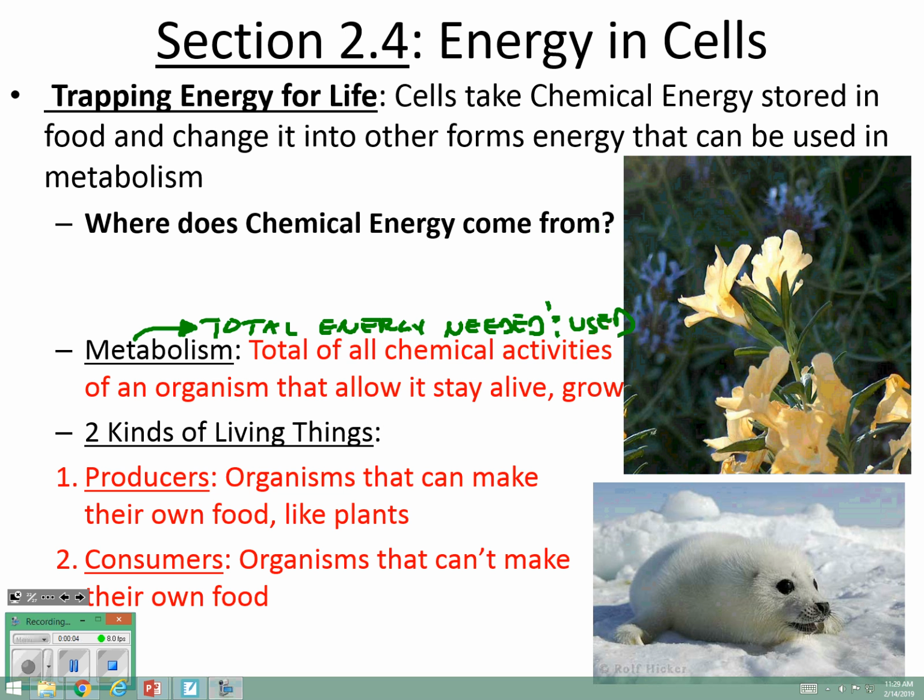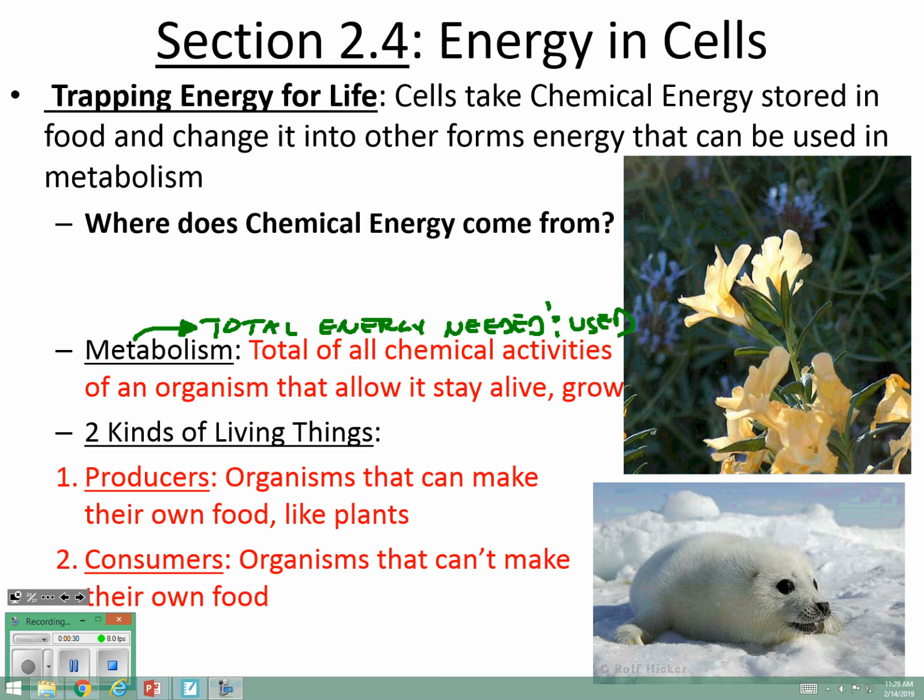Okay, we're going to talk about our last section in chapter 2/3. This one is section 3.3. It's about energy in cells. As we've talked about previously, cells, like all living things, need to use energy. And the way that most of the organisms on the planet do that is through taking chemical energy that is stored in food and changing it into energy that can be used.